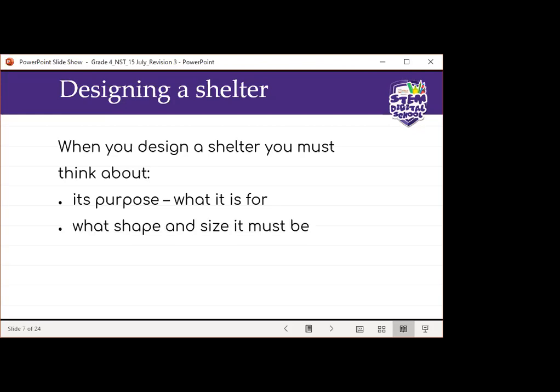And then you need to know what shape and size it must be, because the animals that you're creating the shelter for should be able to fit in that shelter.